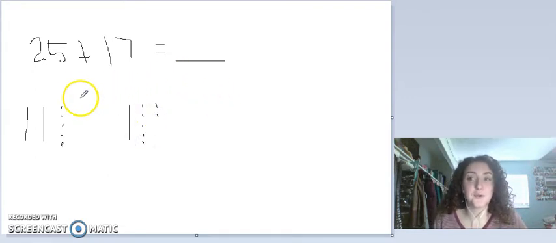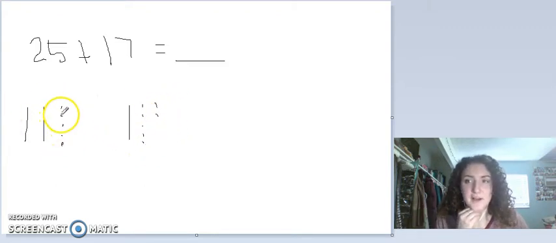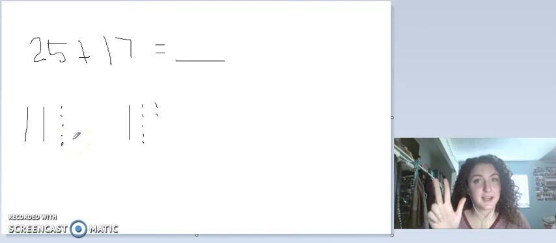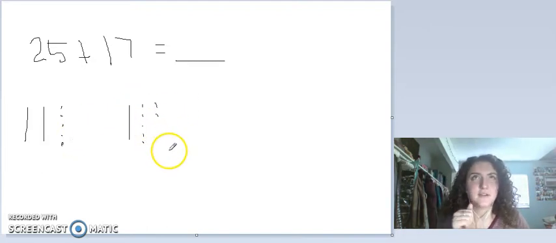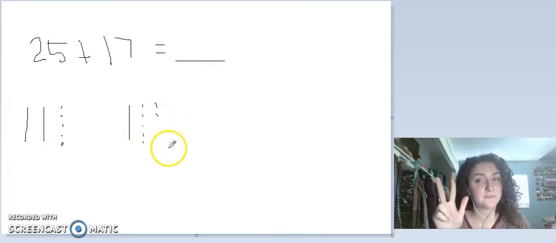Okay, so now I'm going to look at the ones. Just kind of ignore the 10s for right now. So there's 5 ones right here, and there's 7 ones right here. So I'm going to think, which one's closer to 10? And if I don't know, I'm just going to count. So there's 5, 6, 7, 8, 9, 10. That's 5 away from 10. And then for the 7, you go 7, 8, 9, 10. That's only 3 away from 10.